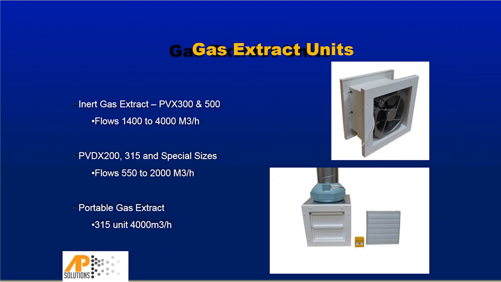The difference really with gas extract is that inert gases, being similar density to air, can be extracted from high level. You don't have to have low level extract, whereas chemical gases, which are generally much heavier than air, need to be extracted from low level. So we cover that, and the fire ratings are also included with that. And we provide those in a kit form, so it's very, very simple to include in your gas extract or combined pressure vent extract systems.